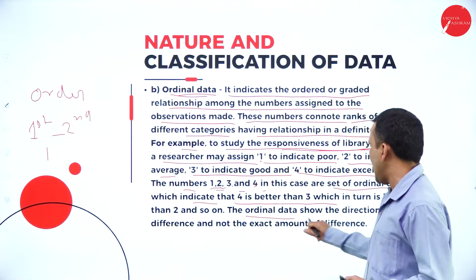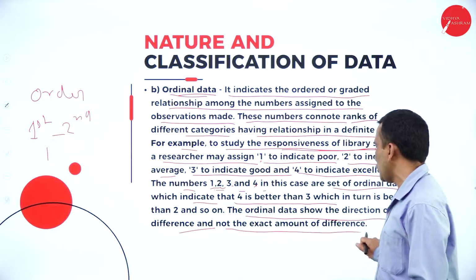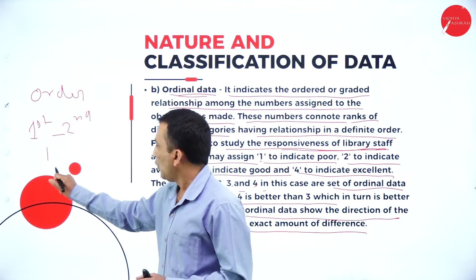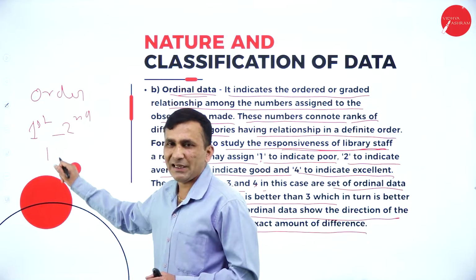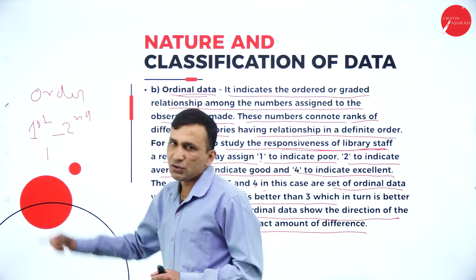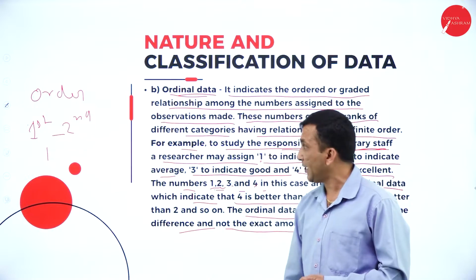In ranking, ordinal data show the direction of the difference, not the exact amount of the difference. As I told you, first rank, second rank, third rank have equal distance, but when we compare first rank with third rank, the difference will be 2. So moving forward to the next data.